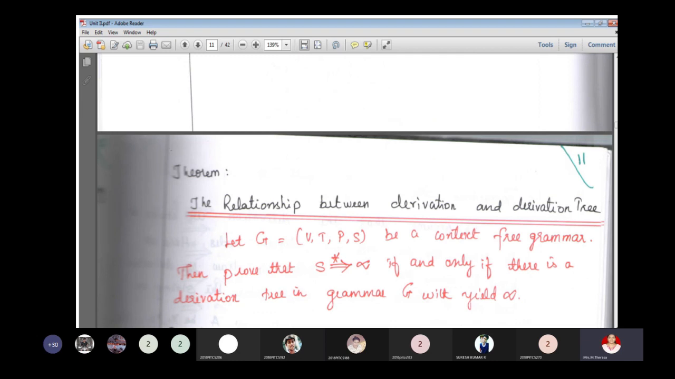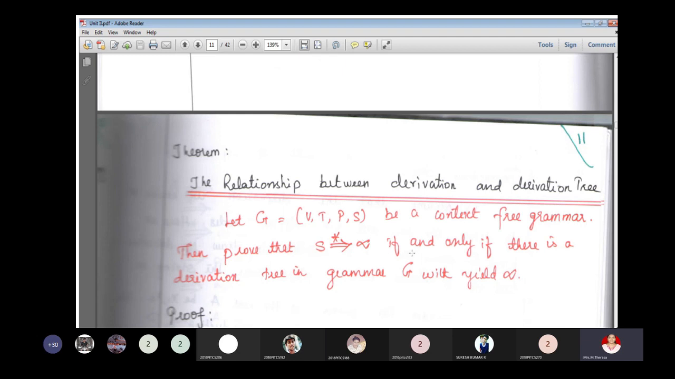So there exists a relationship between the derivation and derivation tree. For that we have a theorem. I'll read the statement of the theorem. Let a grammar G equal to V, T, P, S, be a context-free grammar. Then prove that S derives some alpha if and only if there is a derivation tree in the grammar G with yield alpha. Here S is the start symbol of the variable and alpha is any string.